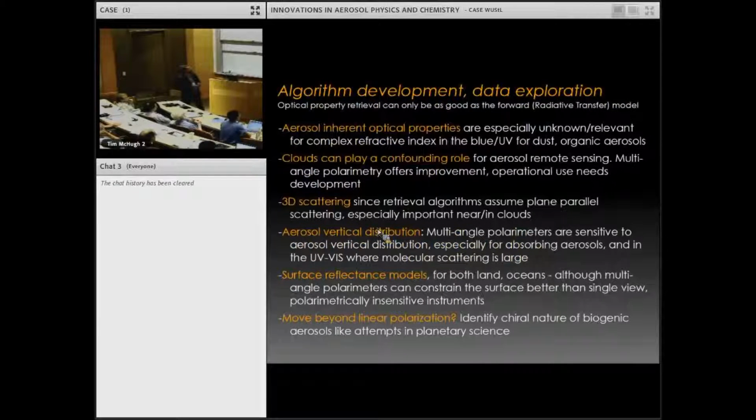So this is from an instrument design, from a data development and data exploration design. There's many things that we need to understand. I asked a question earlier today about, what are the models that we should use to describe our aerosols? We want to think in terms of complex refractive index. What properties should we use? What parameterization choices can we make? How do we account for clouds? Clouds can play a confounding role, as can 3D scattering, as can the vertical distribution of aerosols, surface reflectance of the models, and so forth. These are all things that we need to design a retrieval model that successfully handles all of these things.